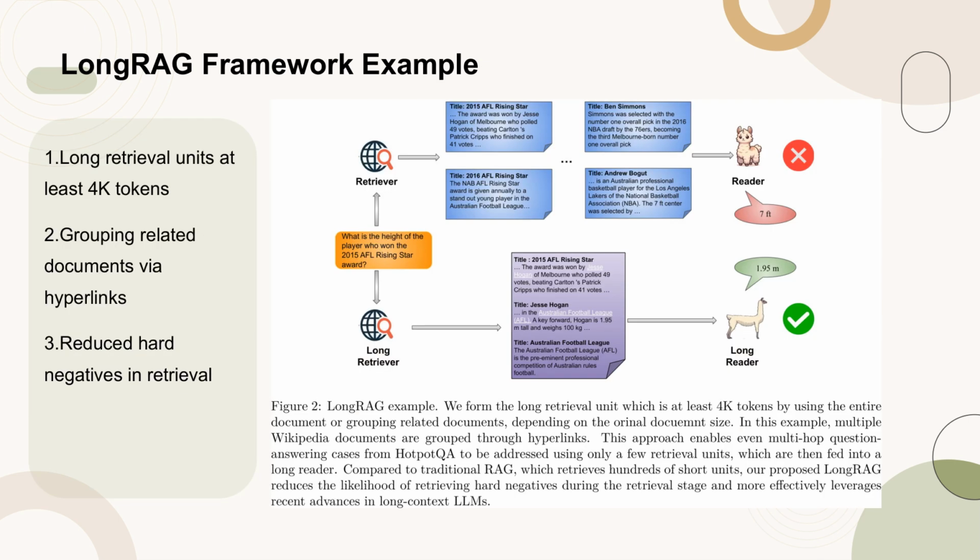Figure 2 illustrates an example of the LongRAG framework, which forms long retrieval units of at least 4K tokens by either using entire documents or grouping related documents. This example shows how multiple Wikipedia documents are grouped through hyperlinks, enabling multi-hop question answering from HotpotQA with fewer retrieval units. Compared to traditional RAG, LongRAG significantly reduces the likelihood of retrieving hard negatives during the retrieval stage and effectively leverages recent advancements in long-context language models.